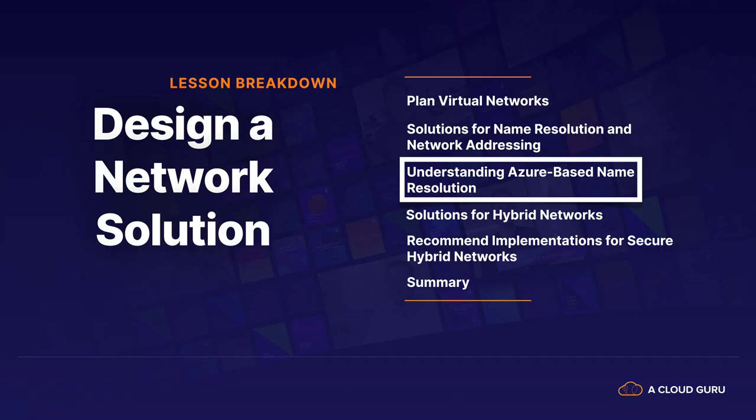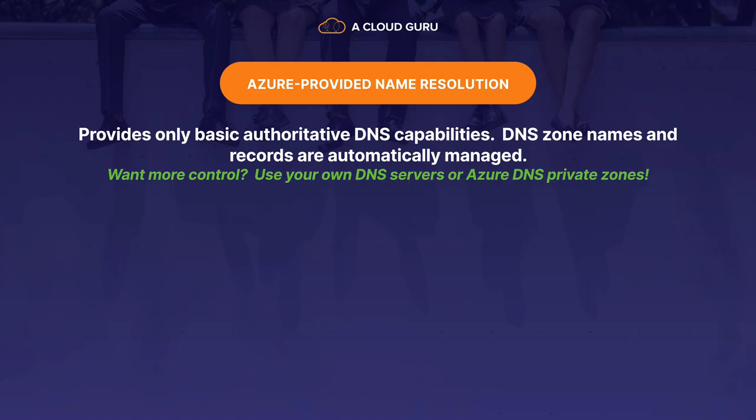All right, we're going to be talking about understanding Azure-based name resolution. Now, this will be quick and simple. So when you're looking at setting up DNS services, by default, Azure will give you some basic authoritative DNS capabilities. Zone names and records are automatically managed, and you really don't have to do anything to keep those records maintained. If you want more control, you'll need to use your own DNS servers or Azure DNS private zones.